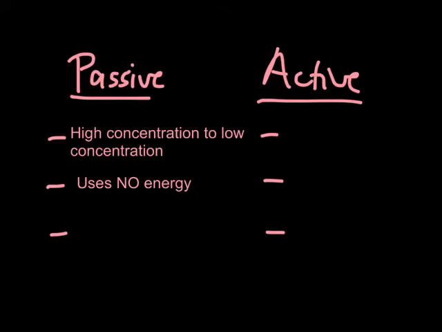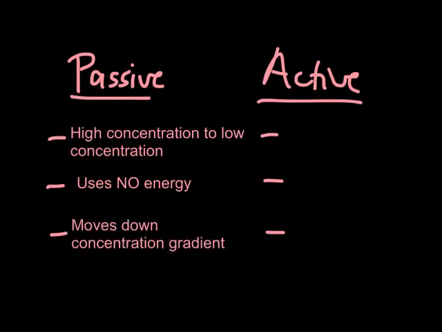Lastly, since passive transport moves molecules naturally from high concentration where they're crowded to low concentration where they're spread out, we say that passive transport moves down a concentration gradient. All that means is that the molecules move naturally. They want to spread out. They go from high concentration to low concentration. So concentration gradient just means that they're moving from high concentration to low concentration.